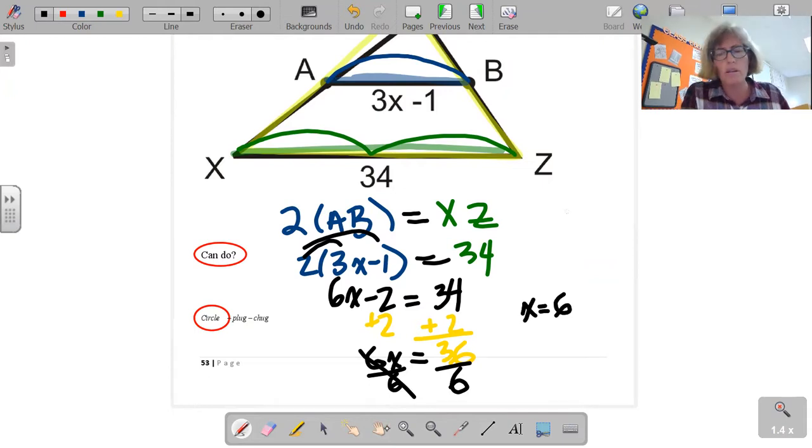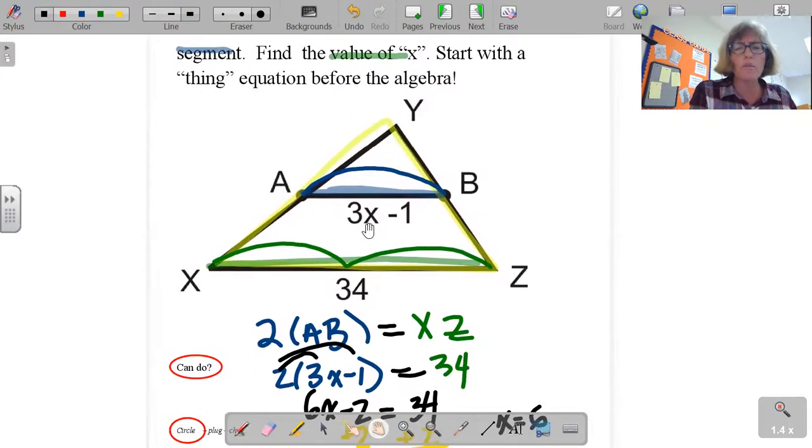So x is 6. And you should have checked it. 3 times 6 is 18, minus 1 would give you 17. And 17, you check, is half of 34. Ta-da, good job.